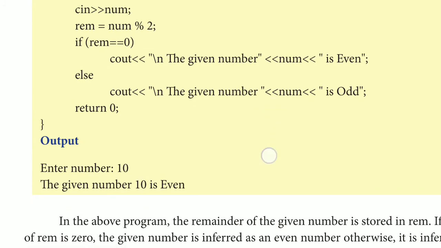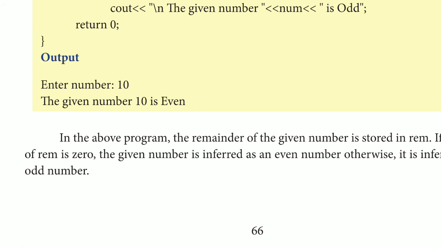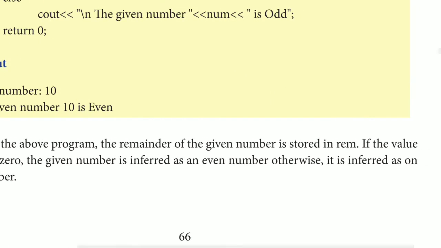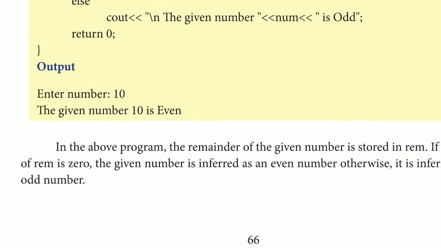This is printed by using this if else statement. In the above program, the remainder of the given number is stored in rem. If the value of the remainder is 0, then the given number is referred to as an even number, otherwise it is an odd number.